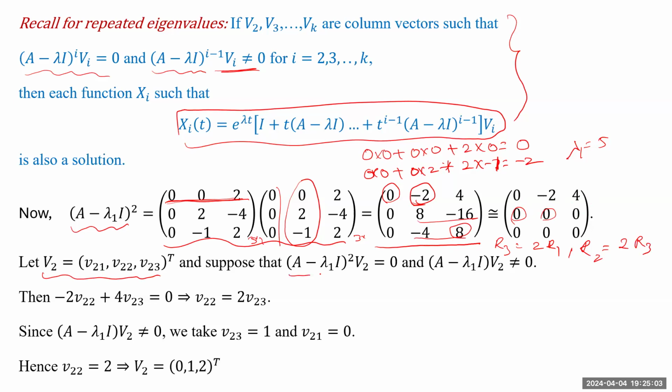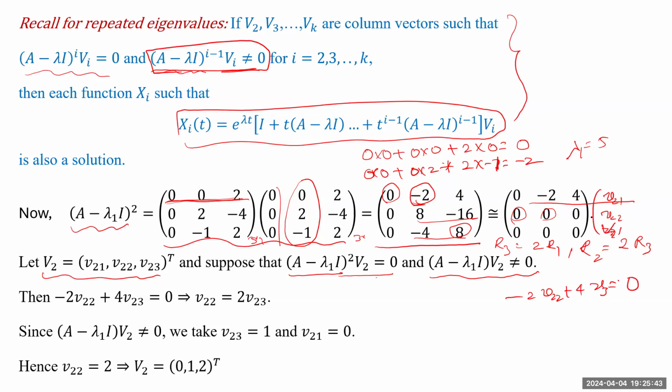And here, this is our lambda square, lambda 1 I square, V2 is equal to 0, and make sure this one is not equal to 0. That is (A minus lambda 1 I) V2 is equal to 0. This is the condition, so you have to be careful with the condition. Based on this, you multiply by V21, V22, V23. So you will get V21 is 0, and then minus 2 V22 plus 4 V23 is equal to 0.